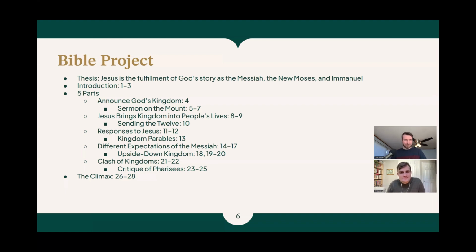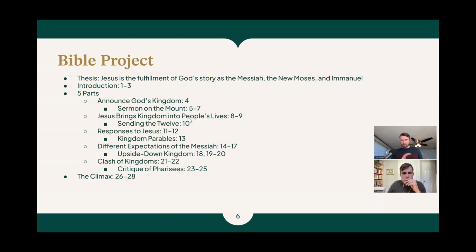And so their basic structure here, they say that the thesis of the book of Matthew is that Jesus is the fulfillment of God's story as the Messiah, that's of David, the new Moses, and Emmanuel, which is God with us. That's what they think. The Gospel of Matthew is all about Jesus as the fulfillment of God's story as Messiah, new Moses, and Emmanuel.